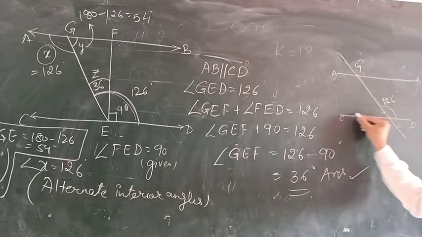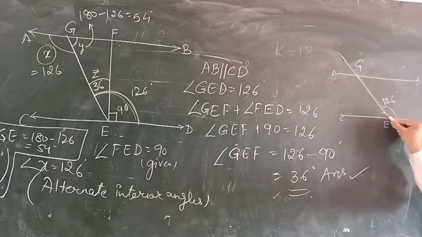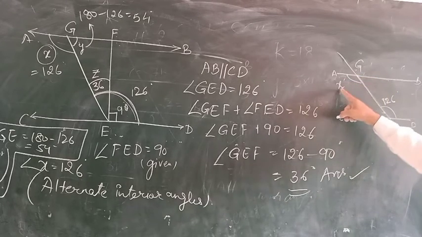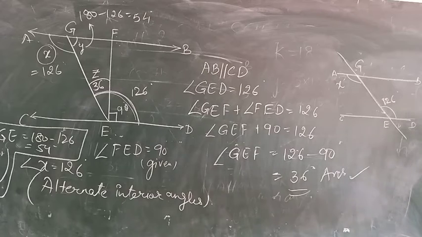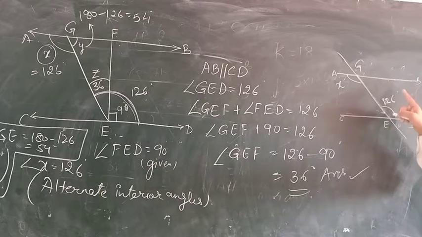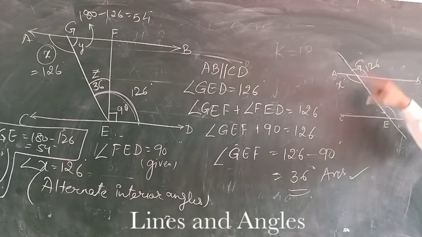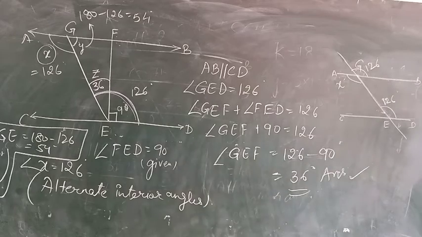This is a Z, this is also forming a Z. So I can say the value of angle x is equal to 126. These are alternate interior angles. Now if you have any doubt in this, you can do one thing. This is 126, then this angle is also equal to 126, corresponding angles. Then x is equal to 126, they are vertically opposite. This is the second method.